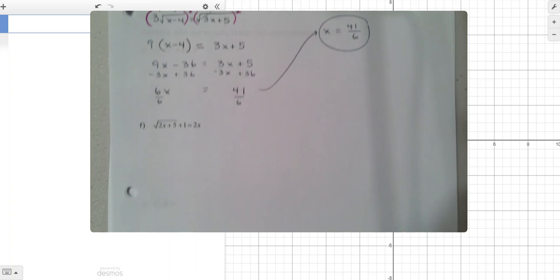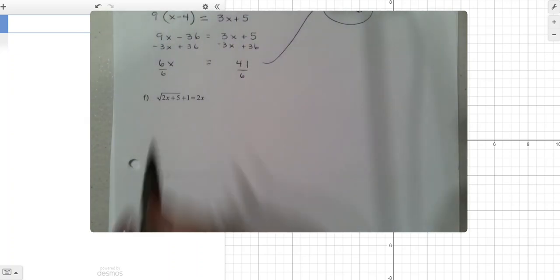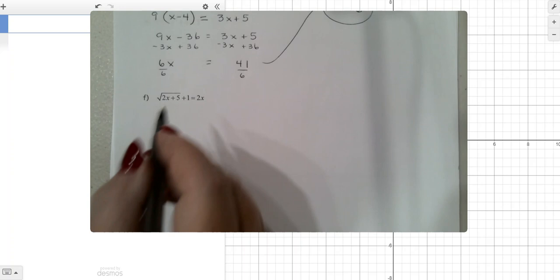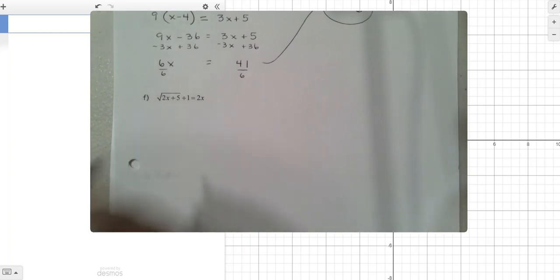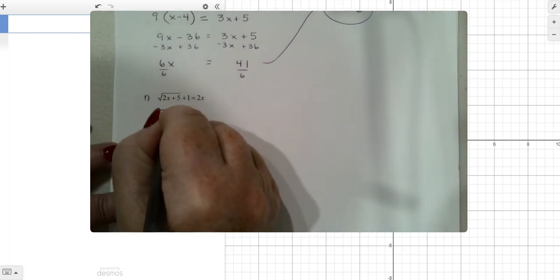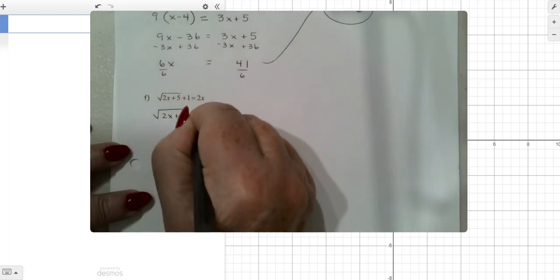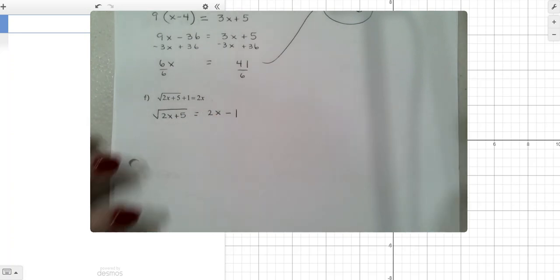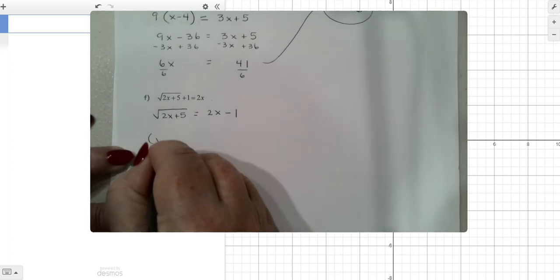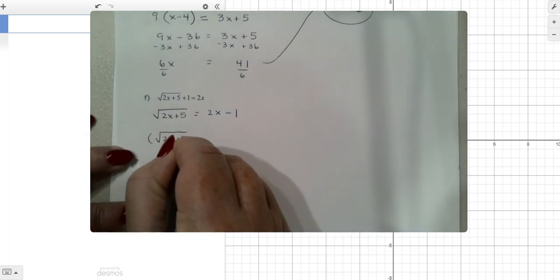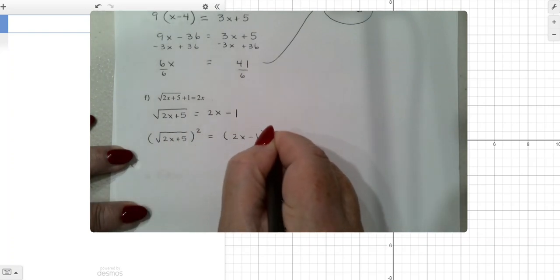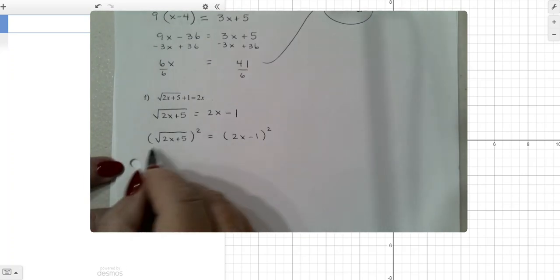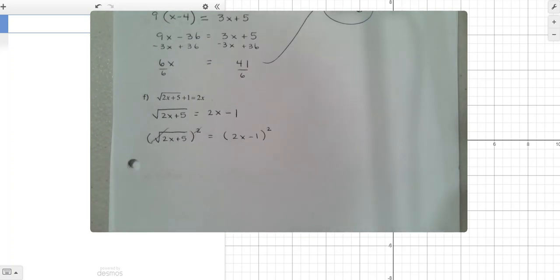All right, one more equation to practice with here. This one only has one square root in it, so I'd like to get that square root by itself, meaning I'm going to take that plus 1 and subtract it to move it to the other side. All right, got to get rid of the square root, which means I want to square both sides. Squaring is my inverse function. And squaring the square root just leaves me 2x plus 5.